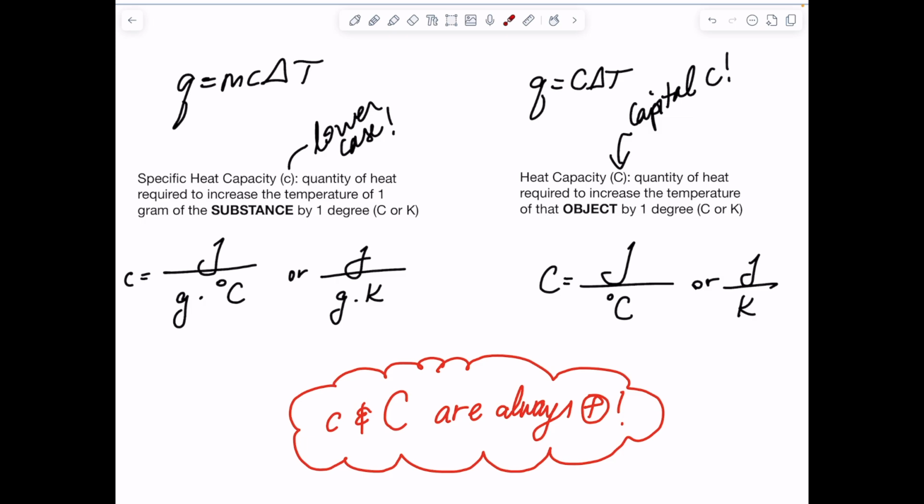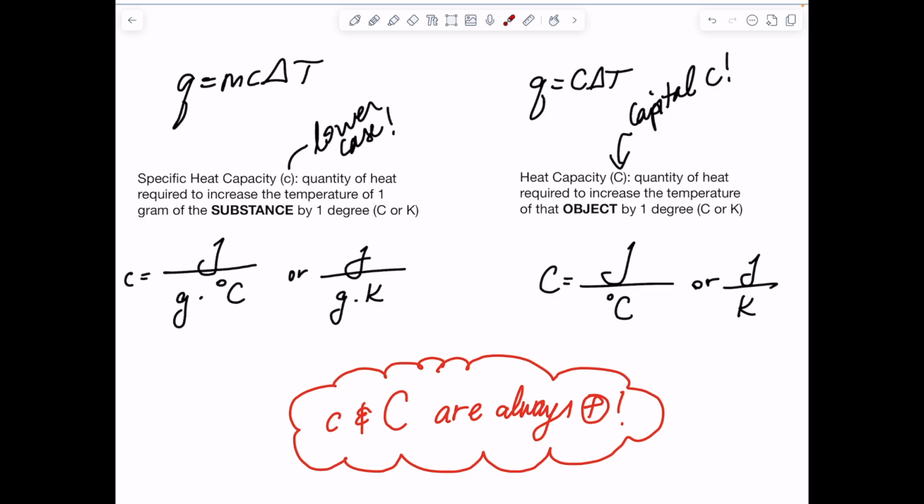But typically, it's usually going to be that mass that really distinguishes whether you're going to use this formula or if you're going to use this formula. So if we're given a mass, immediately default to this formula. Now, this lowercase c, the specific heat capacity, versus this uppercase C, the heat capacity, are both always going to be positive. So that's great. You don't need to worry about the signs in this case.